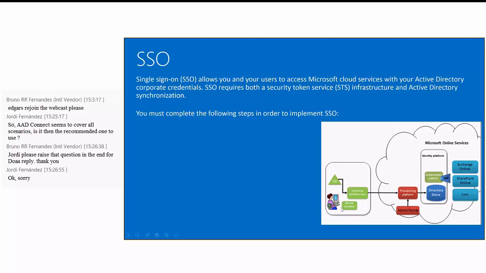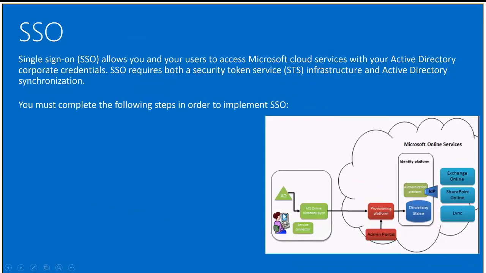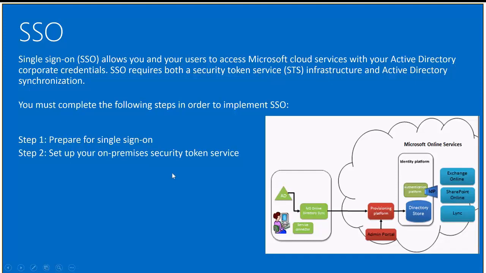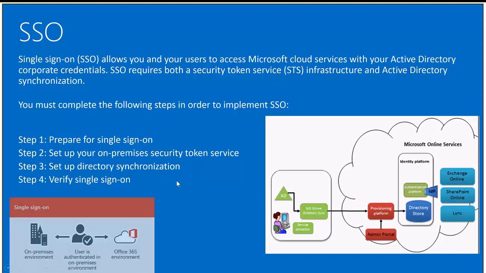So here, the user is sitting outside the organization, but she's able to log in to all of the Microsoft Online services through authentication. All right, so what are the steps that we have to do to implement single sign-on? Okay, prepare for single sign-on, set up your on-premise security token service, set up the directory synchronization, as we previously discussed, verify single sign-on, and that's it.